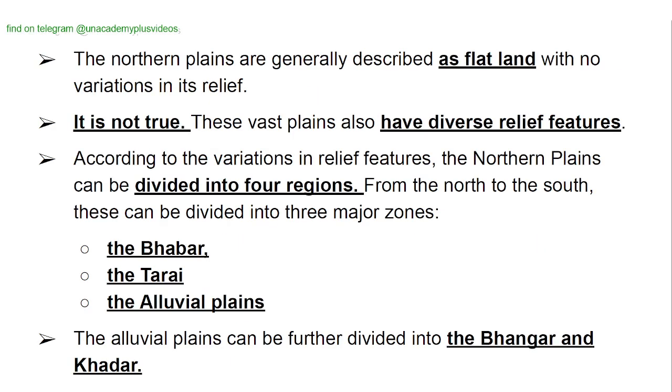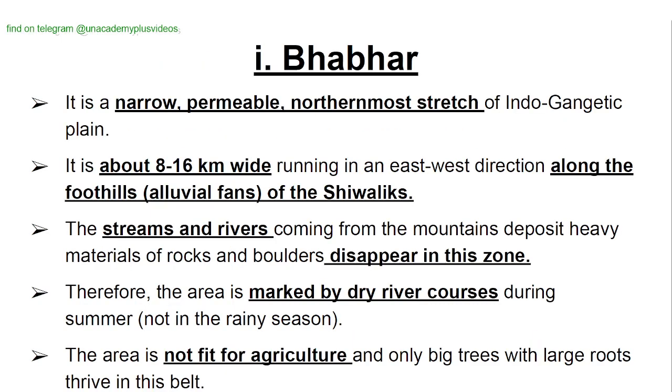The northern plains are generally described as flat land with no variations in its relief. It is not true. These vast plains also have diverse relief features. According to the variations in relief features, the northern plains can be divided into different regions. From the north to the south, this can be divided into three major zones: the Bhabar, the Tarai, and the alluvial plains. The alluvial plains can be further divided into Bhangar and Khadar.